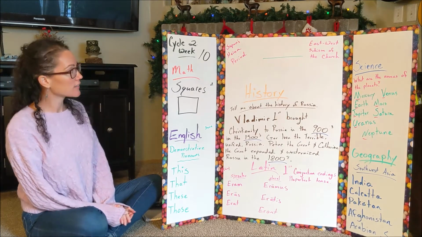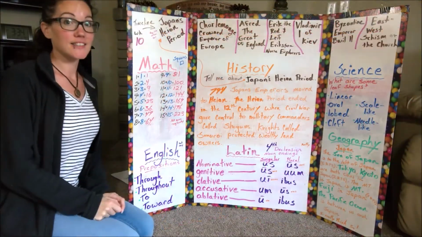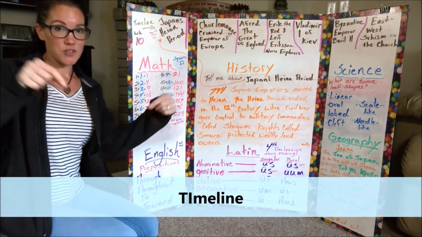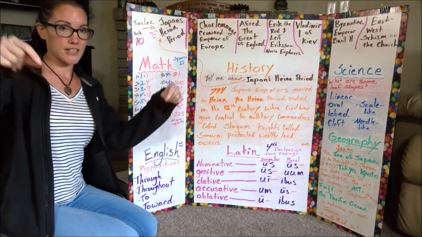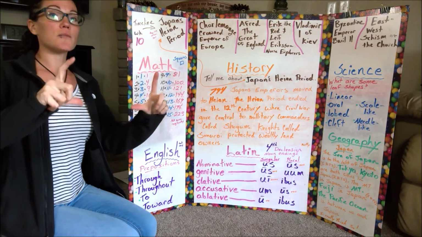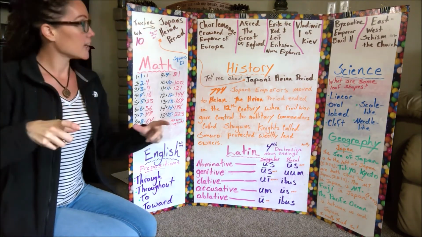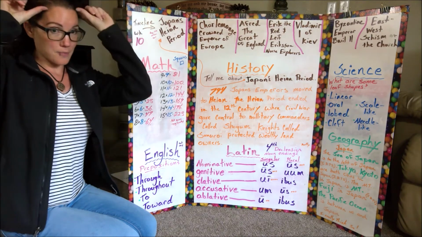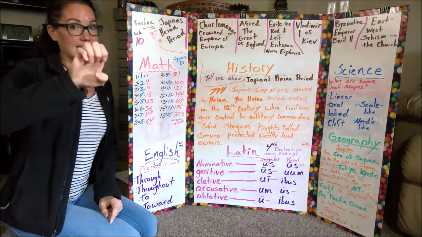New memory work. Timeline and map. Timeline. Japan's Heian period. So we just do the shape of the long islands of Japan. Charlemagne crowned. So you just act like you're putting a crown on your head. Charlemagne crowned Emperor of Europe. So you make an ASL E for Europe.